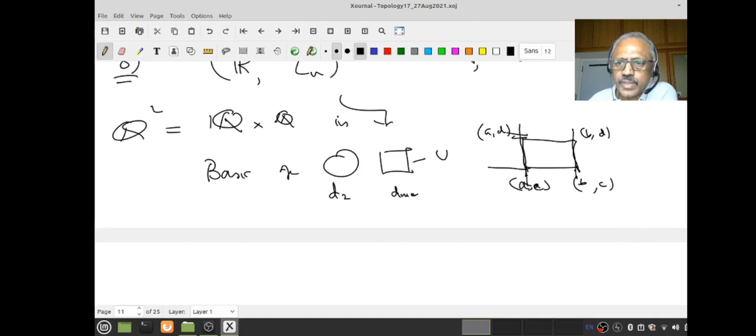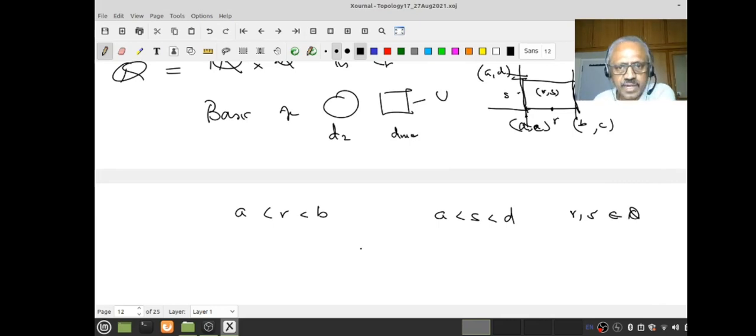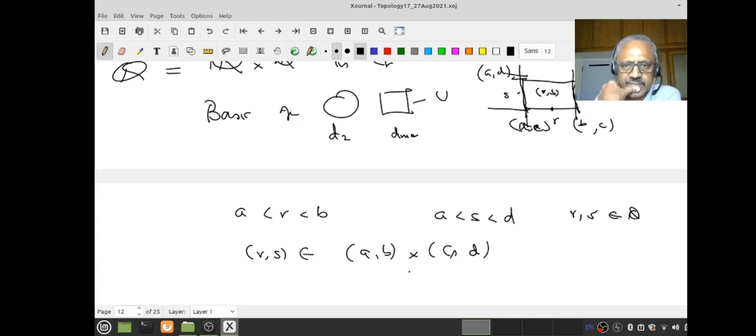Okay, now what do I know? I know in between A and B there is a rational number R, in between C and D there is a rational number S, therefore this point R comma S will be inside this. Are you following? A less than R less than B, and similarly C less than S less than D, R and S in Q. That's because of the density of rationals in R with the usual topology. Now R comma S therefore belongs to this A comma B times C comma D, etc. Do you understand that?